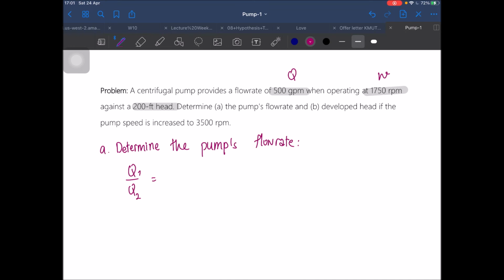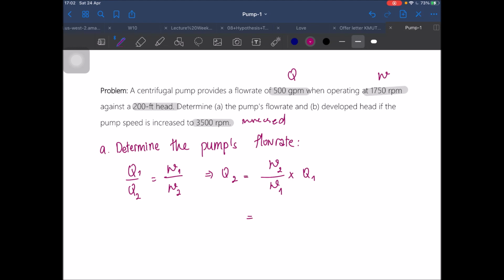Transformer, right? We have this one over 2. So now we can find the pump's flow rate here. Q2 equals angular speed 2 over angular speed 1 multiplied by Q1. So in this case, oh, I forgot to show you this one. It's Q, so this is already increased. I mean W, the angular speed.